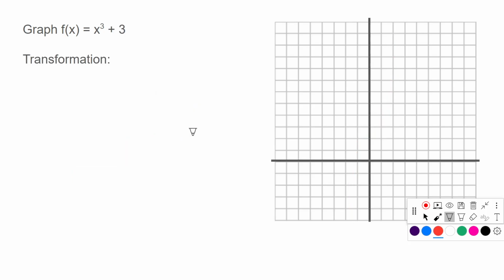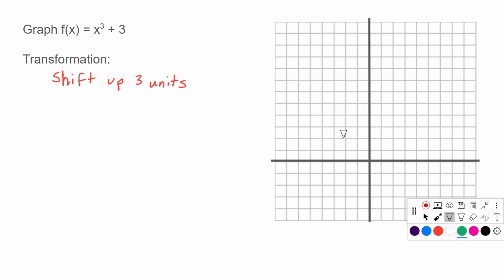So our first function that we're going to graph is x cubed plus 3. Now notice this plus 3 is happening after x is cubed. When we have an addition after something is cubed, that means it's going to shift up. We're adding to the y values that we get when we cube the x value, so we're going to shift up 3 units.